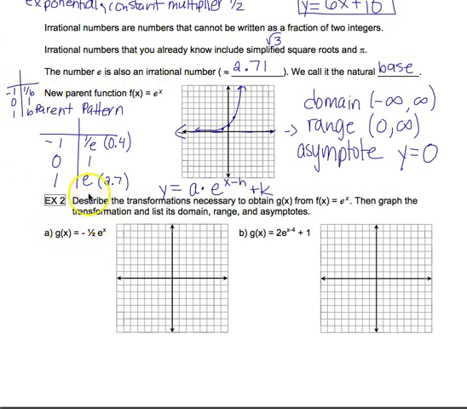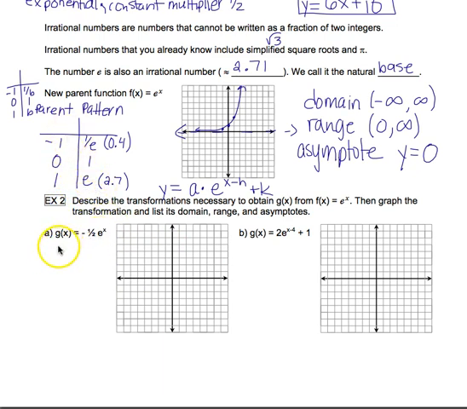So in example 2, we're going to describe the transformations, then we're going to graph the transformation, list its domain, range, and asymptotes. Sometimes homework problems will ask you to graph the original and the parent. Here I didn't ask you to, since we just graphed it. If graphing the parent on the same coordinate plane helps you, you're always welcome to do that. Just make sure you clearly label which of your graphs is the parent and which is the transformation.